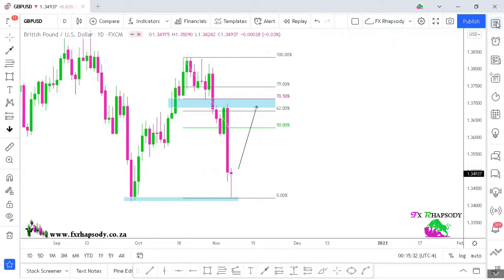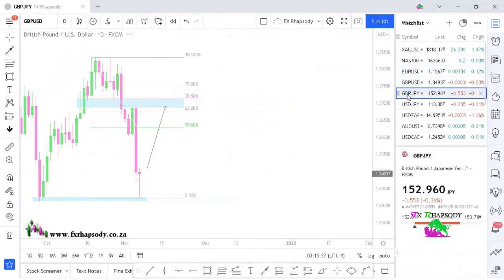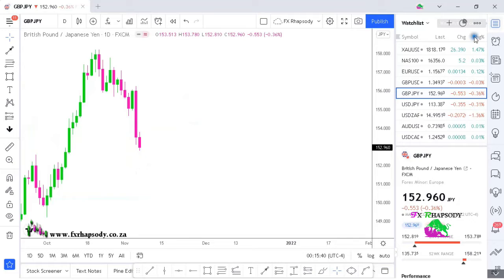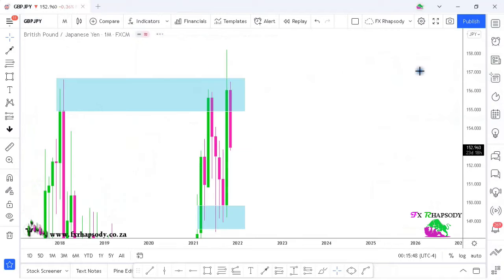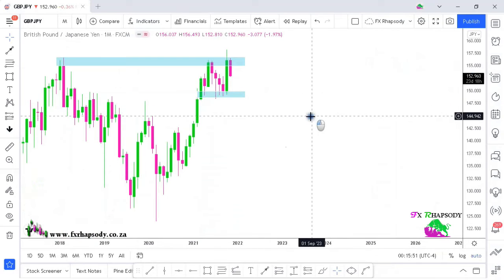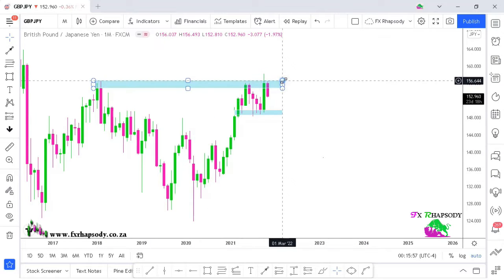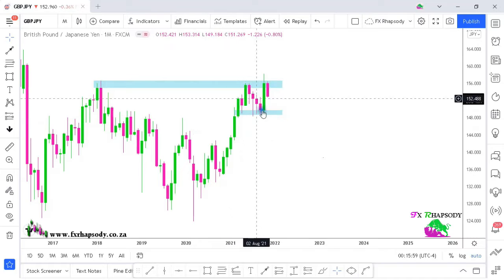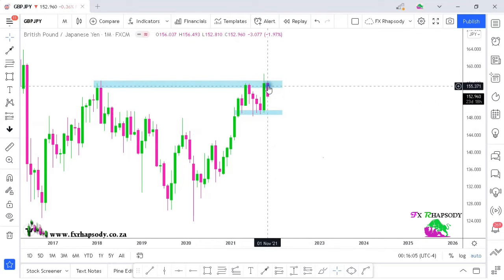Let's move on to our next pair, which will be our British pound Japanese yen. So monthly time frame. Let's go to the monthly time frame. On the monthly time frame, we can see that again highlighted out this key area of resistance at the top. Price been bouncing up and down this area, like you could see. So coming down to the support area, bouncing up, pushing through that area like we've said before in our previous analysis, and then making its move to the downside.